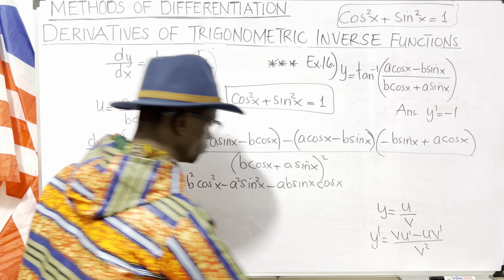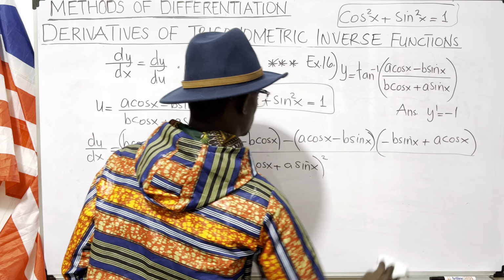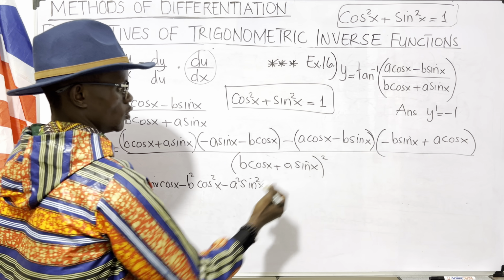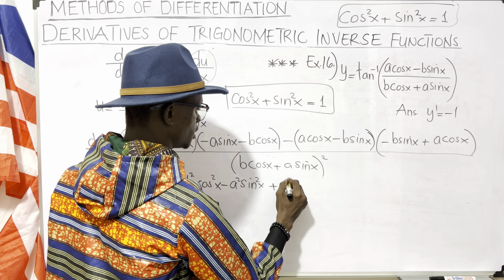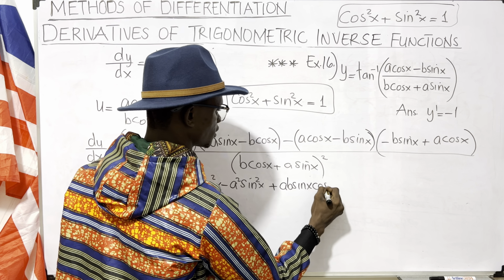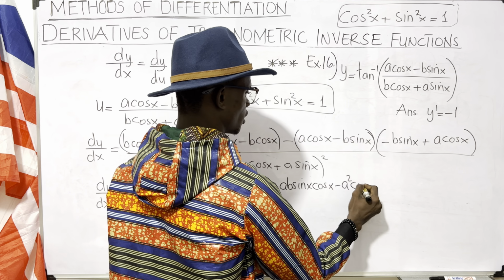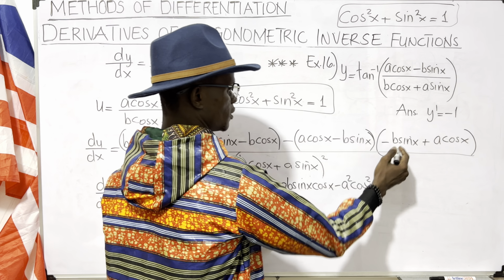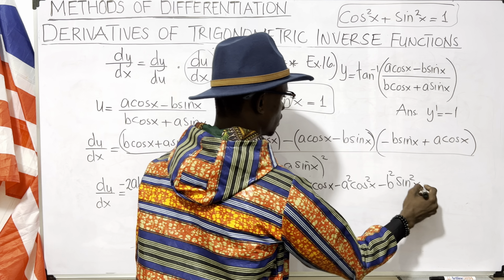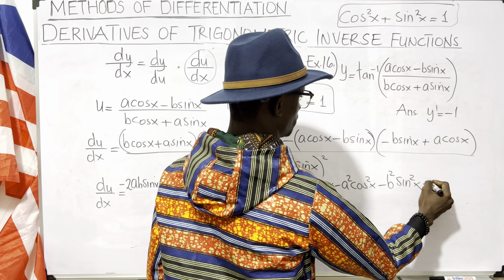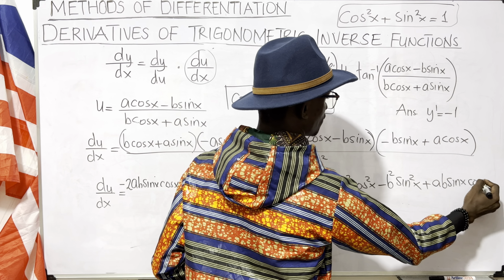Okay, so let's erase this one now. Then we move to the last one. This time, this gives us plus ab sin x cos x. This time this is minus a² cos² x. This time this is minus b² sin² x. And then this time this is plus ab sin x cos x.